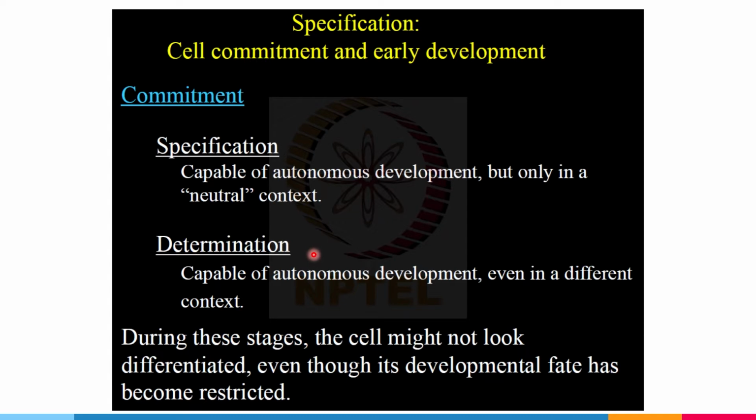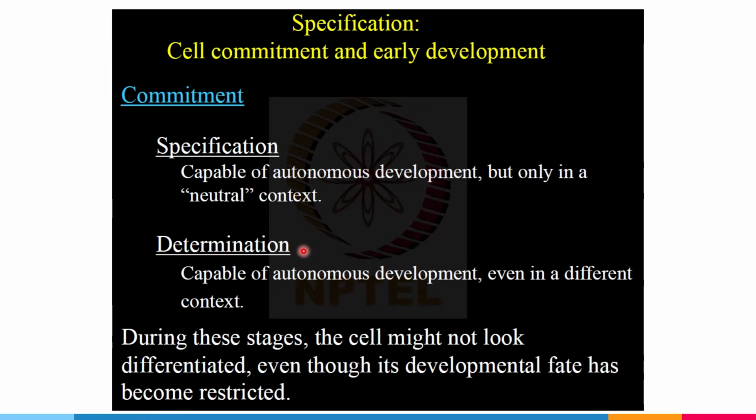But in case of determination, which is the next step after specification, various other developments have already taken place inside the cell. Various other gene expressions have already taken place, so that even when there is a neighboring cell interaction which is asking the cell not to undergo its specified fate, it cannot go back. It has to differentiate into the specific fate it was determined to have.